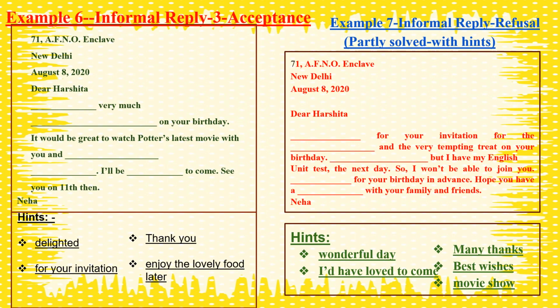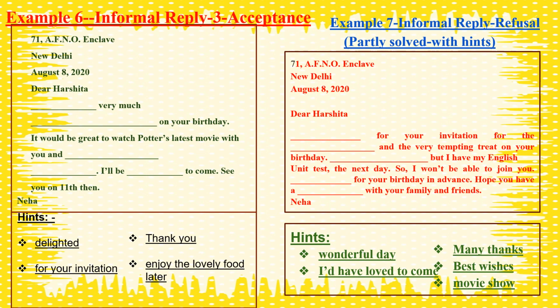Informal replies of acceptance and refusal. First of acceptance, this is Neha's reply to Harshita's invitation. Begin with the address, the date. Dear Harshita, thank you very much for your invitation on your birthday. It would be great to watch Potter's latest movie with you and enjoy the food later. I'll be delighted to come. See you on 11th then, Neha.